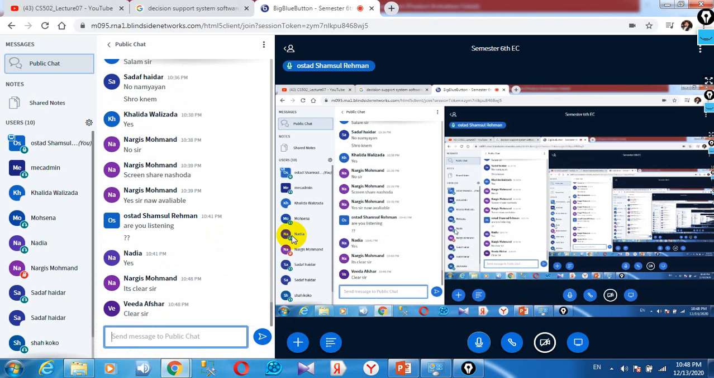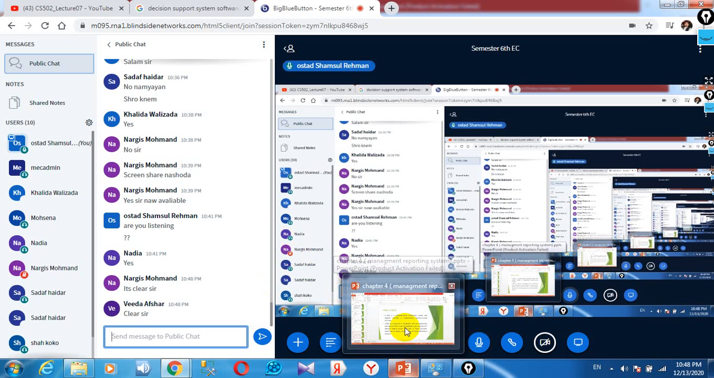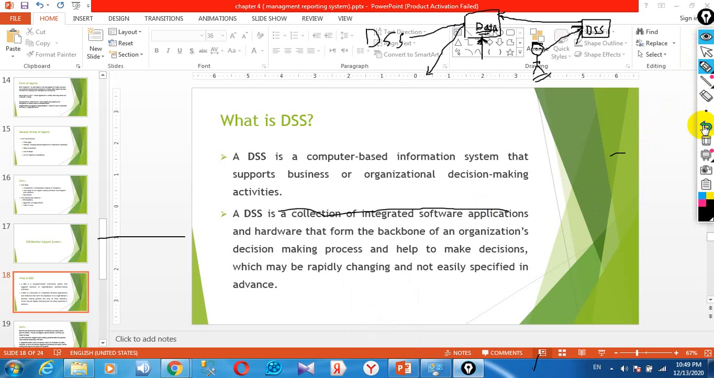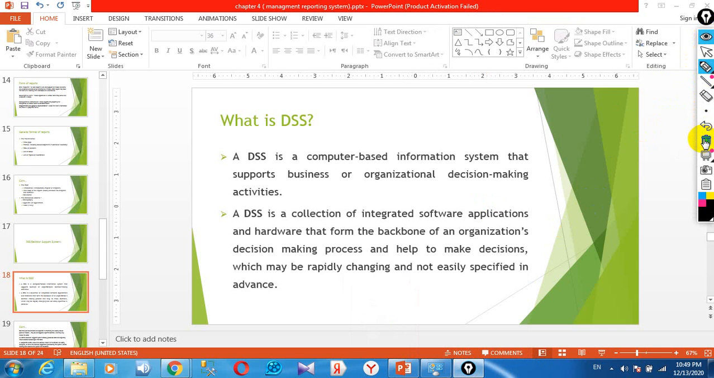Okay, cleared sir. So, the DSS system is not working without the human expertise. Whenever we make a DSS system, human expertise must be used. Without human expertise, the DSS is nothing. So when we are designing or developing the DSS system, we must use human expertise in that DSS system.